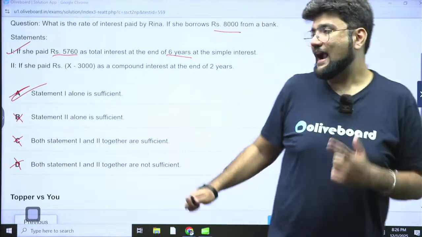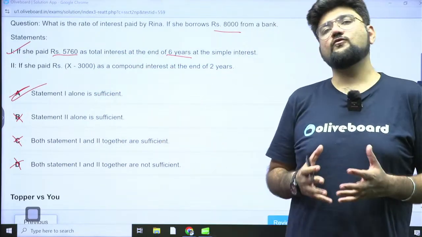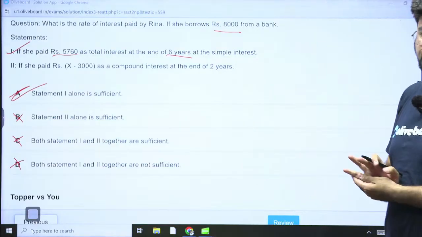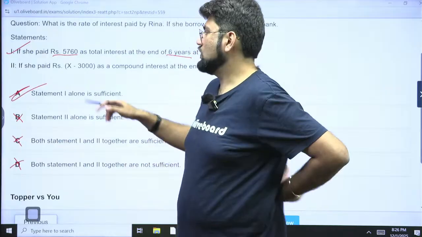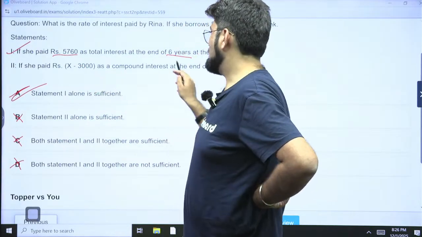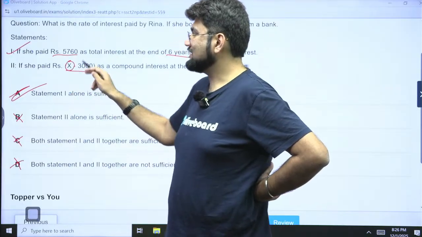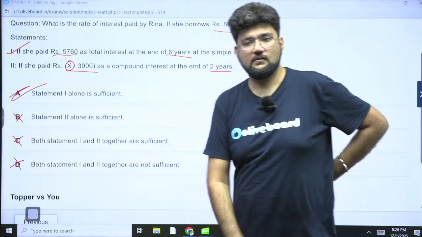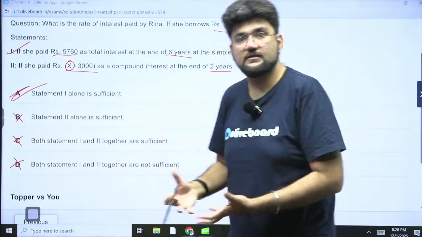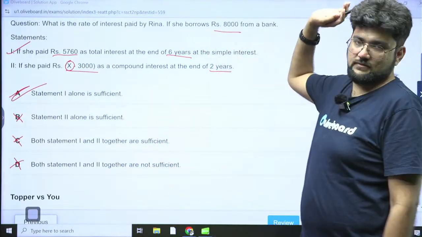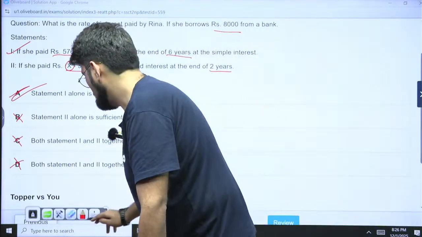You only had to check the second one if there was an either or case given here. That is why a lot of you fail to understand data sufficiency. You didn't even have to look at the second statement. Just for your satisfaction, if she paid x minus 3,000 as a compound interest at the end of 2 years, a lot of you take x as 8,000. You think that this is the principal. No, it's not. We don't know the value of x, and if you don't know the value of x, you will not be able to find out the compound interest. Clear? Option A is the right answer.